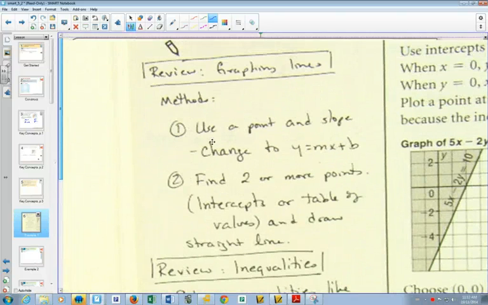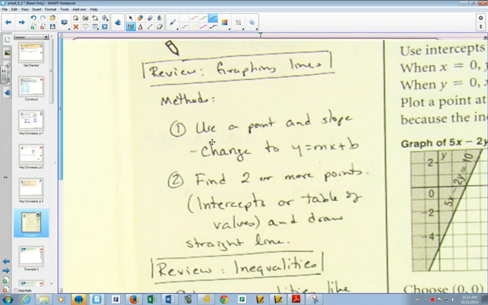Okay, review graphing lines. These are your methods for graphing lines. You can change things to your y equals mx plus b form, because then you can use this point, which is your y-intercept, and your slope, which is rise over run. So you start with your y-intercept, then you go up 3 over 1 and find another point, up 3 over 1, or whatever the slope is. And that would allow you to graph it.